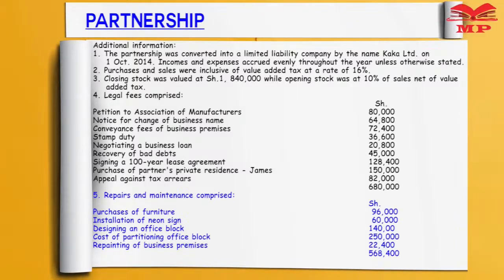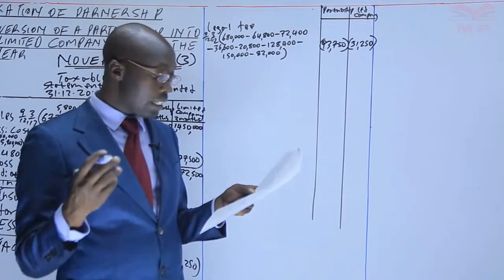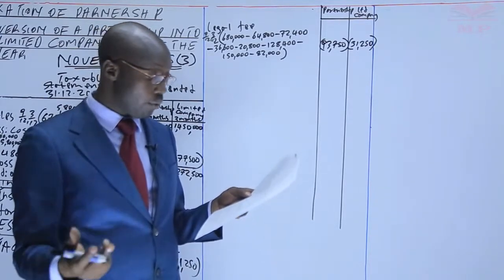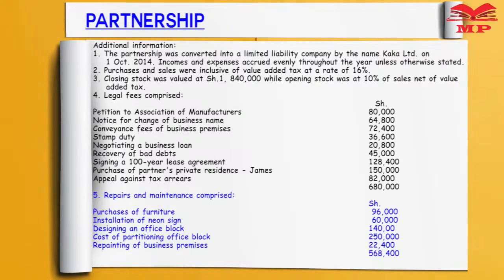However, there is a point number 5 about it. If there is something mentioning that item, go check so that you determine if there are some parts which are not allowed, you remove them. Like it includes purchase of furniture. That's a fixed asset. Fixed asset, we enter capital allowance for furniture. Installation of neon sign, that's supposed to be entered. Designing of an office block, that's a fixed asset. That requires IBD, office block. Cost of partitioning office block, we enter 10%. Repainting of the business premise, that is now the allowable.